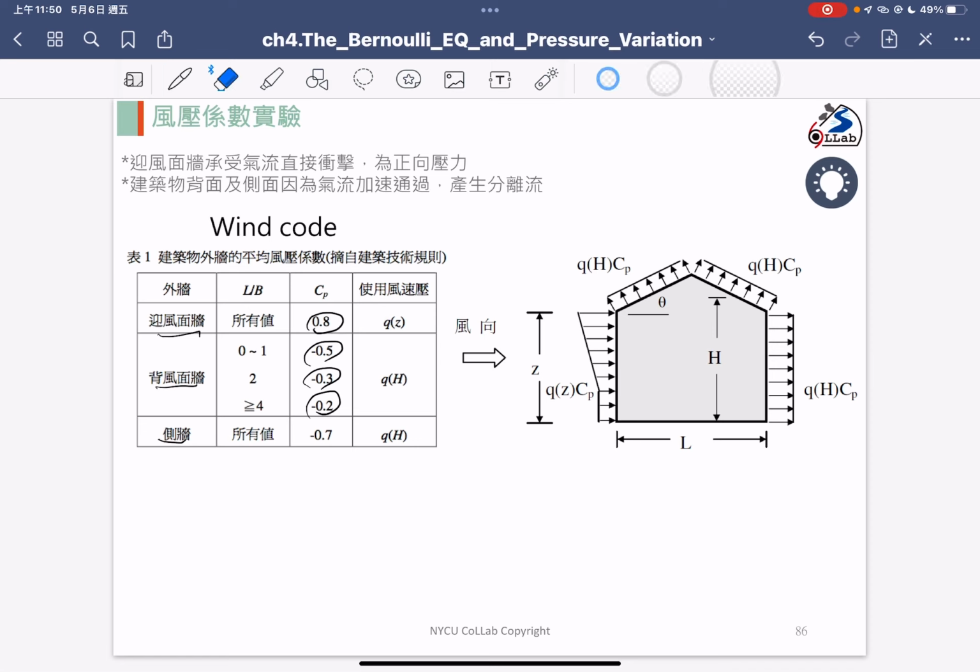Okay, and sometimes the table also has the L and B ratio. The L is the longitudinal length of the house, and the B is the width of the house. So it depends on your house shape. If your house shape is different, you need to apply different CP values for your house.